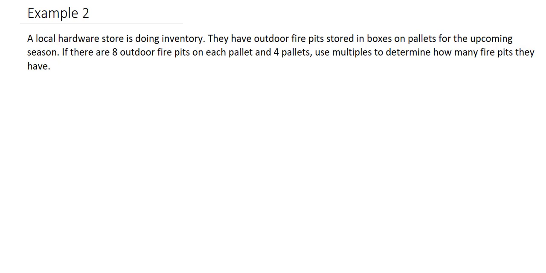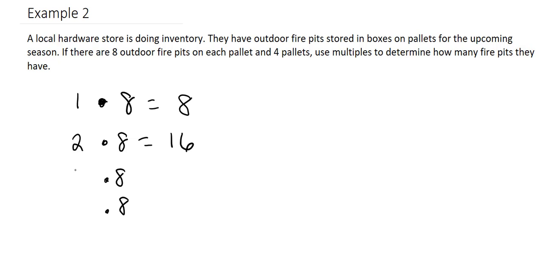So we have 4 pallets. The first pallet times 8, we can show this as multiplication, is equal to 8. The second pallet, including the first 2, so we're going to go 2 times 8, that'd be 16. So we're just multiplying. We're keeping 8, but notice that we're going 1, 2, 3, 4.